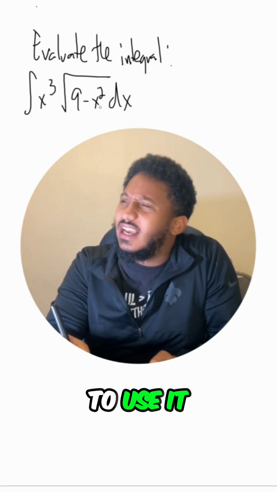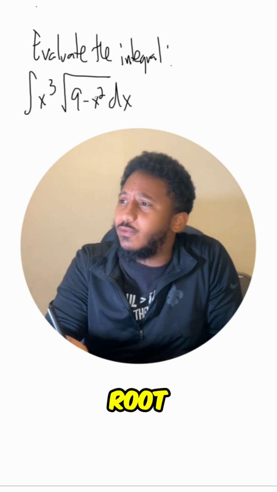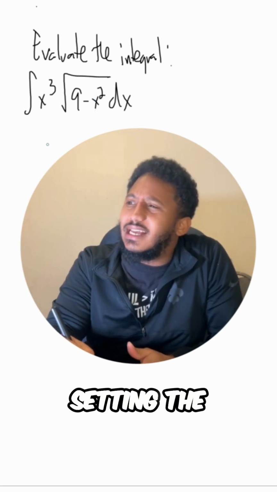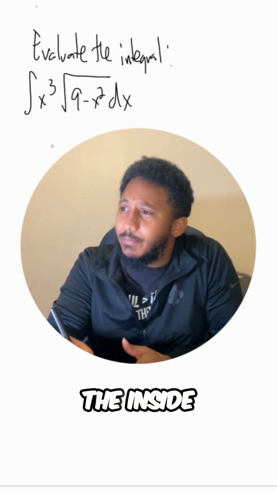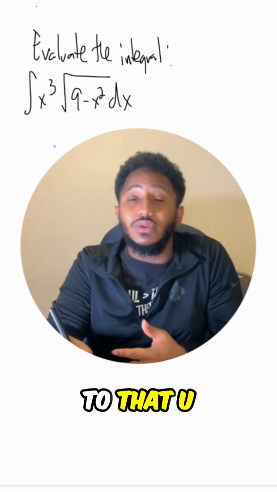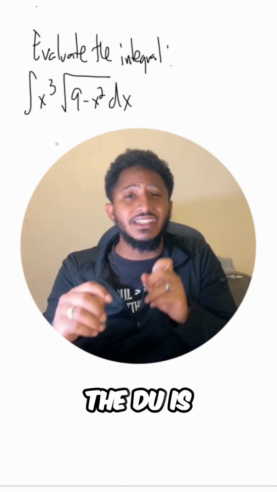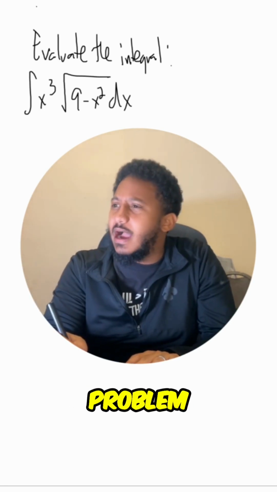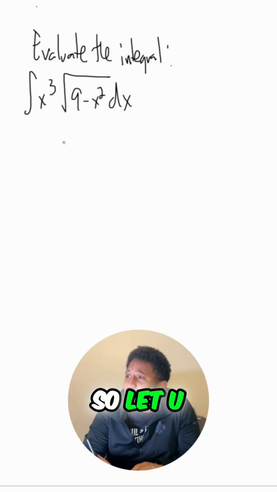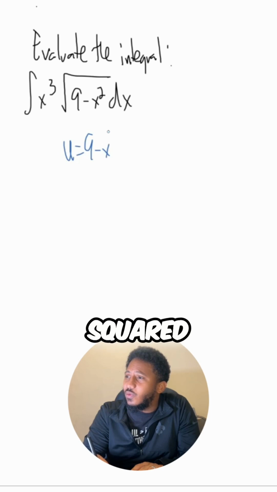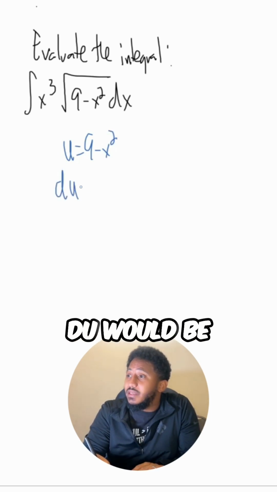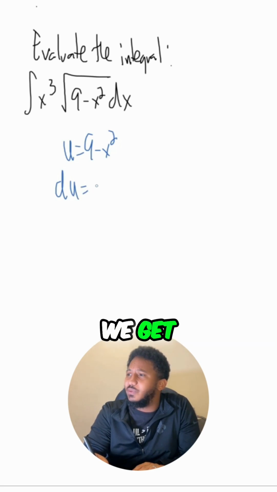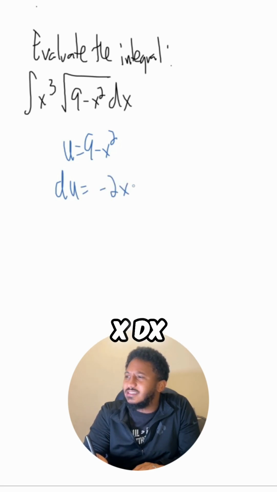So if we were to use it, we know there's two terms underneath this square root, so probably setting the inside of that square root, the inside part, equal to u, let that be your u, and then seeing if the du is somewhere in the problem, so somewhere in the integrand. So let u equal 9 minus x squared. Let's see if that works, okay? Now then we have to find du. Du would be then taking the derivative of both sides. We get negative 2x dx.